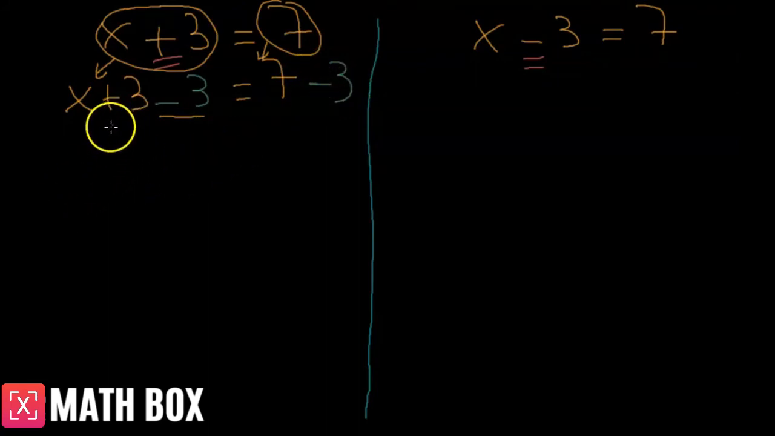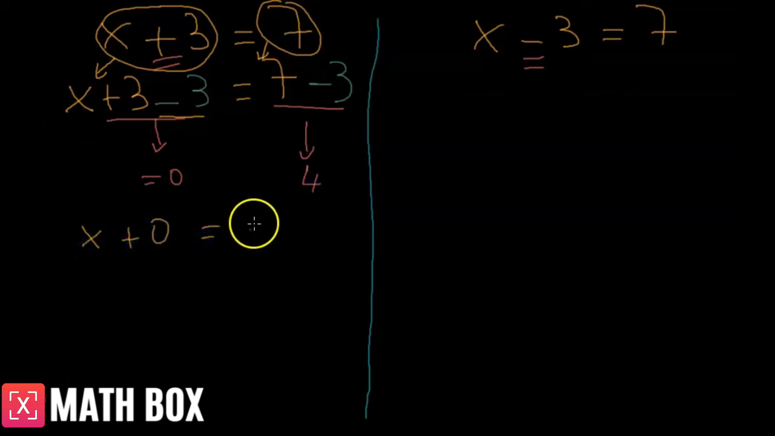So plus 3 minus 3 is equal to 0, and 7 minus 3 is equal to 4. So here I'm left with x plus 0 is equal to 4, which means x is equal to 4, and this is the solution.